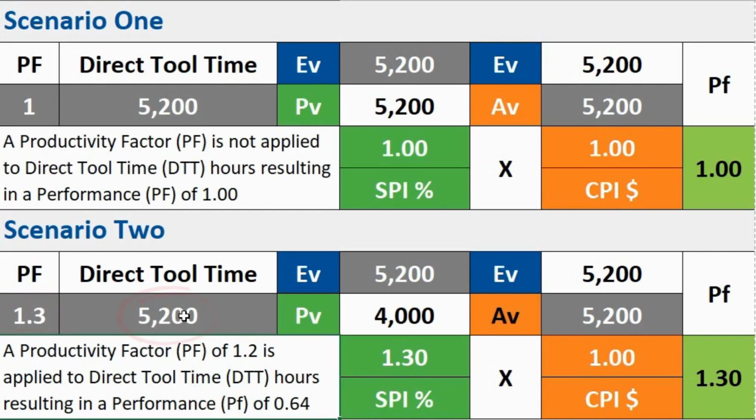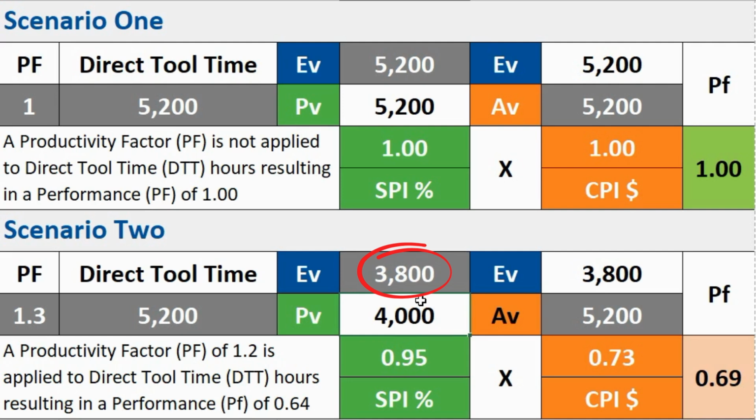Using 5,200 again as our desired plan for the next 24 hours, we can see that the most we can earn is 4,000 due to the PF of 1.3 to make up for non-productive time. Again, this is a best practice, adding PF during scheduling, not during planning and estimating. Instead of earning 5,200 direct tool time hours as we did in scenario 1, we'll assume we only earn 3,800, 95% complete on the planned activities, and remember, you cannot earn more than planned on a single activity. However, you can earn more than planned in a 24-hour period.